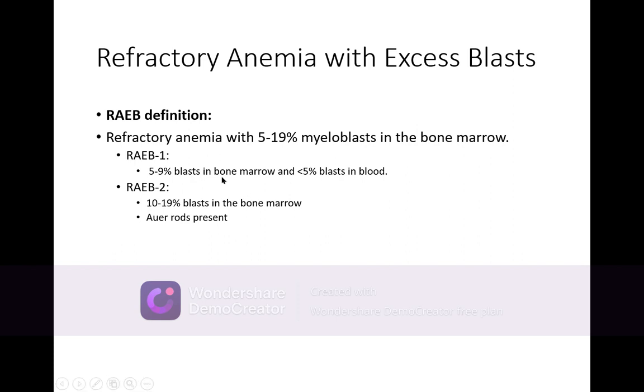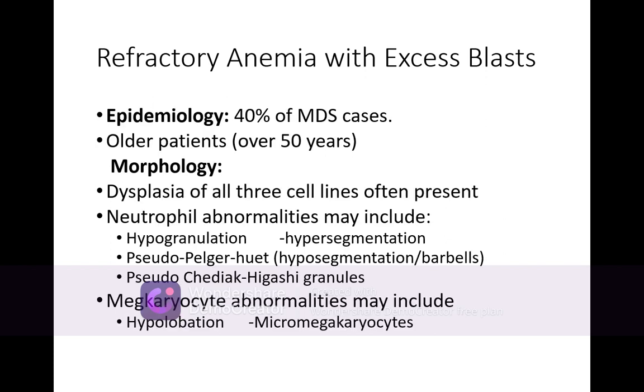Refractory anemia with excess blast cells means the blast cells are more. It is anemia with 5 to 19% myeloblasts in the bone marrow, but in the transformation condition it may be 20% or more. This is another type of myelodysplasia, and it usually occurs in a younger age group, about 50 years of age. Dysplasia of all three lines is often present. Neutrophils show hypogranulation or hypersegmentation and pseudo-Pelger-Huet anomalies, and Chediak-Higashi-like granules, stained with specific staining substances.